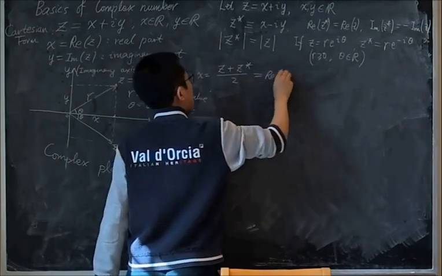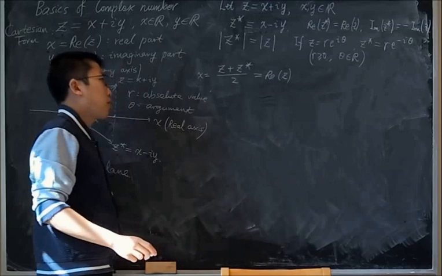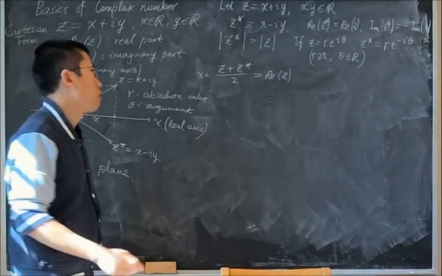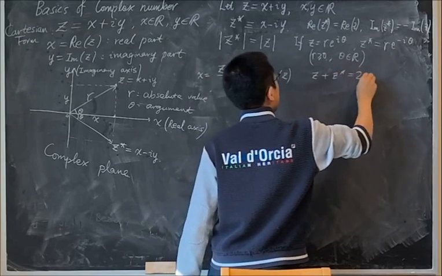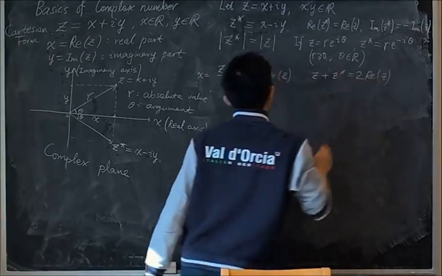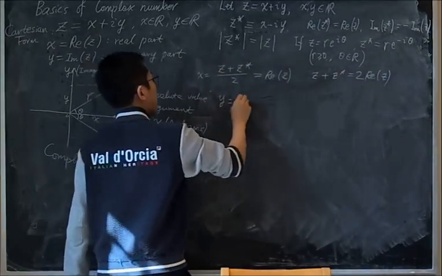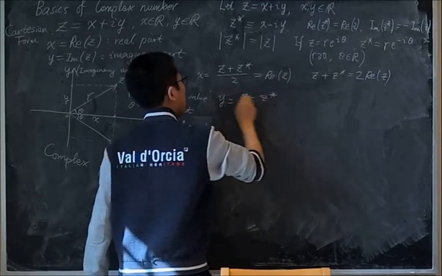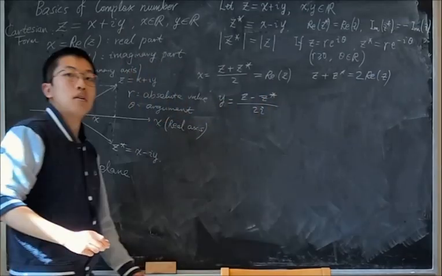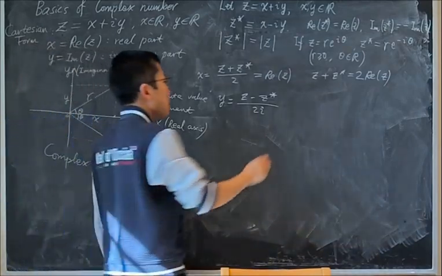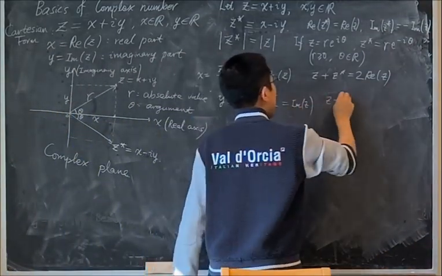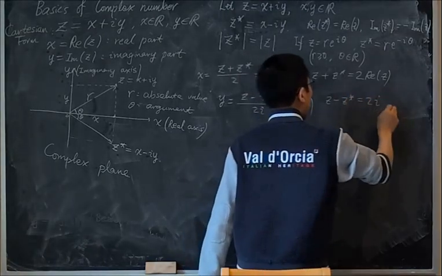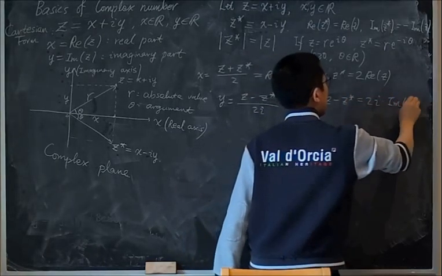or I would say the real part of z. Of course, I can write z plus z star equals 2 times the real part of z. Similarly, if I do z minus z star and divide by 2i, that is going to recover y. And that is the imaginary part of z. Or I'd say z minus z star equals 2i times the imaginary part of z.